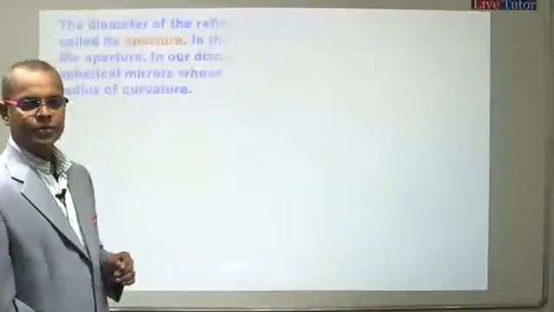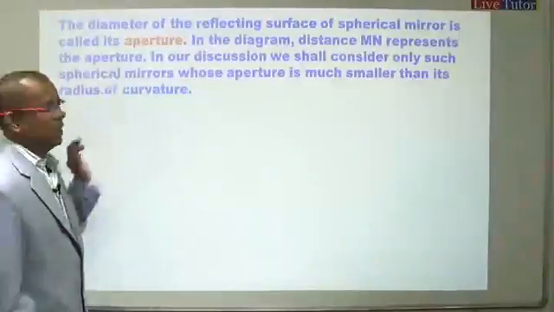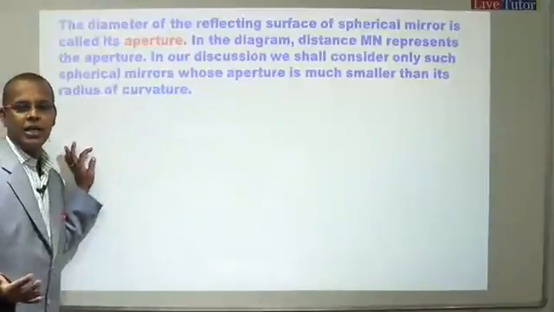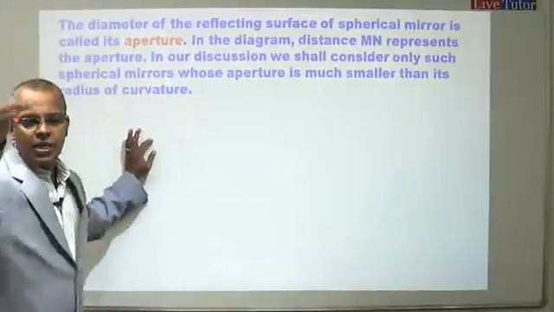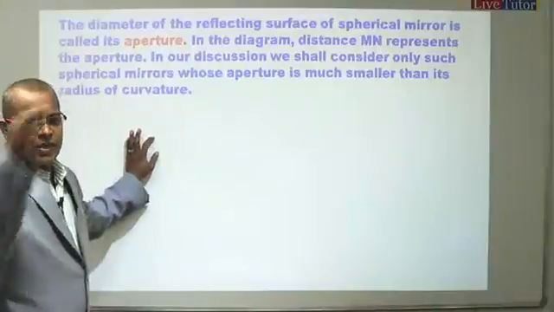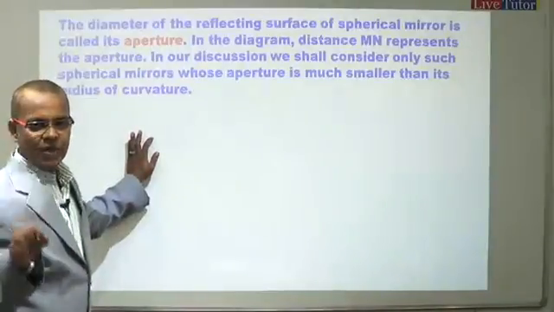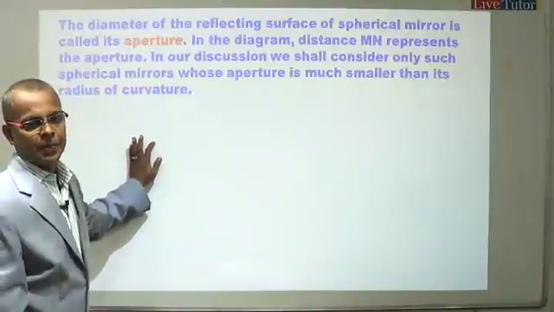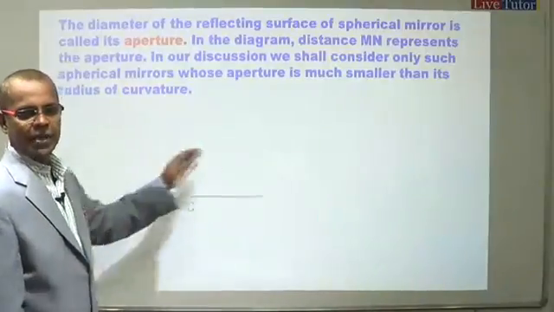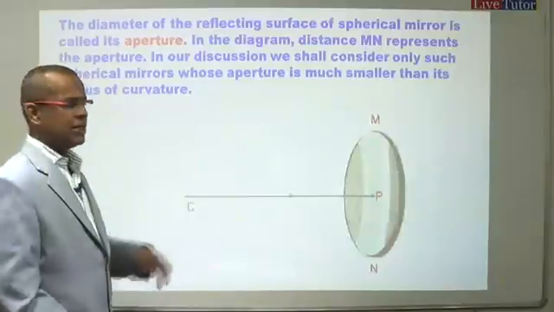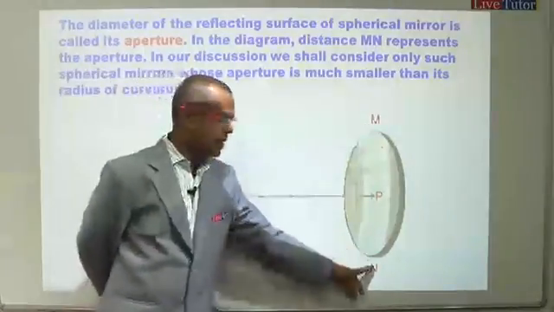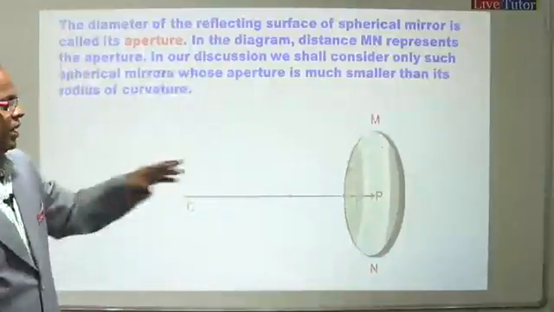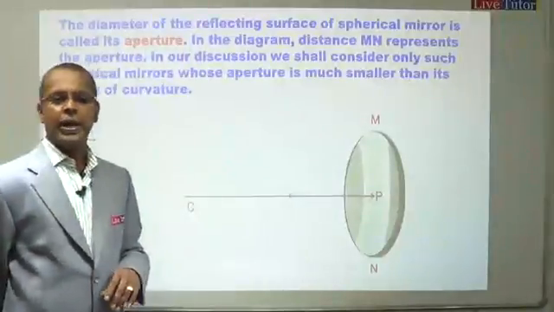Now the next one, the diameter of the reflecting surface. Suppose we take any spherical mirror, it has got a diameter because it is taken out of a big sphere, isn't it? So the diameter of the spherical surface of a spherical mirror is called the aperture. Okay, you can see the diagram here. In this diagram, the distance MN is nothing but the aperture of this concave mirror.